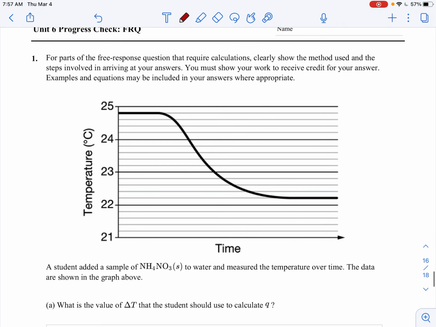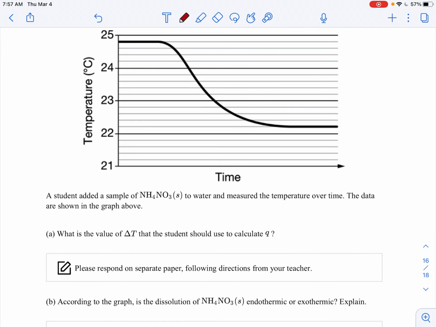Okay. All right, so FRQ. So a student added a sample of ammonium nitrate to water to measure the temperature over time.